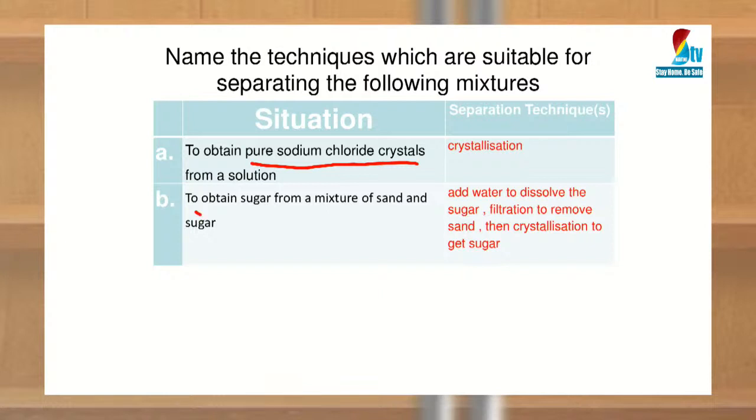And then B, to obtain sugar from a mixture of sand and sugar. Light bulb, sand and sugar. There was no mentioning of any solution this time. So what does that mean? Before you continue, add water, because you should be able to note that one of the solids is an insoluble one and the other is a soluble one. When I add water, the sugar will dissolve, the sand will not. So from then onwards, I can do filtration to remove the sand as the residue, and then crystallization to get the sugar crystals. If I want to get even bigger ones, I let them stay for much longer.